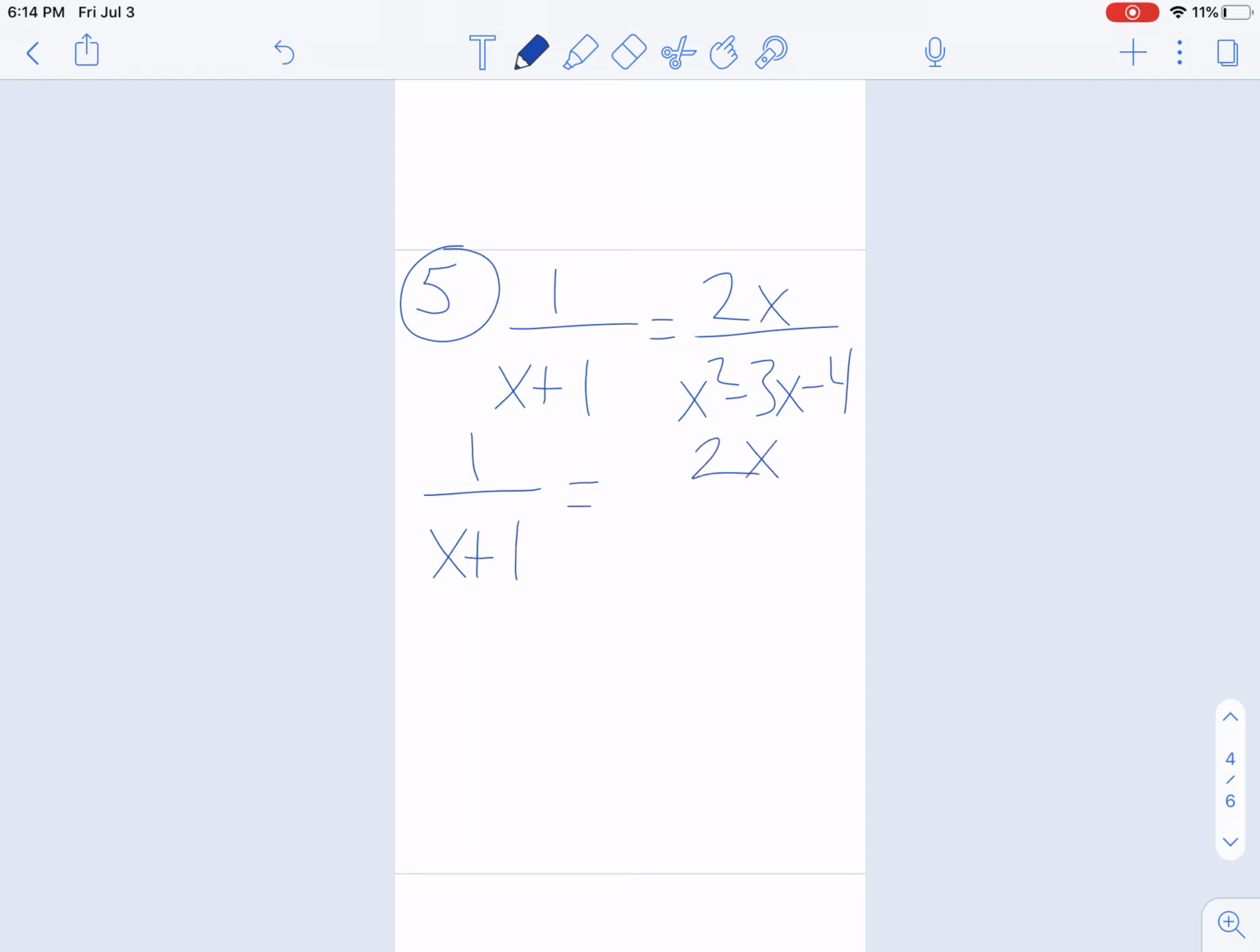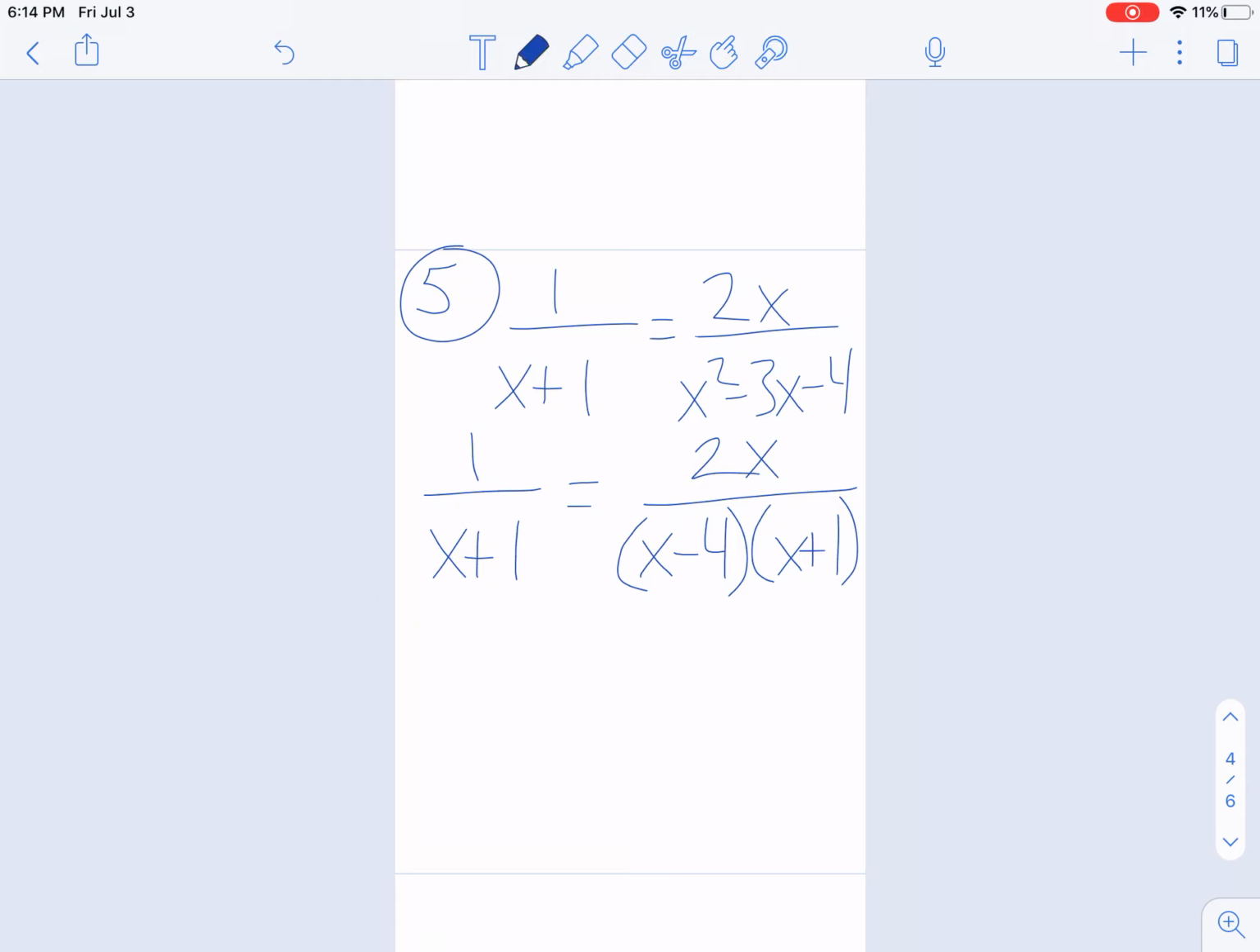So the denominator of the second fraction, the right-hand side, I can simply factor and make it x minus 4 times x plus 1, because negative 4 times positive 1 is negative 4, and negative 4 plus 1 is negative 3. And then that gives me this common factor of x plus 1. So I don't want to start multiplying right away, or I'm going to end up with this big messy cubic. Instead, factor and see what they already have in common.